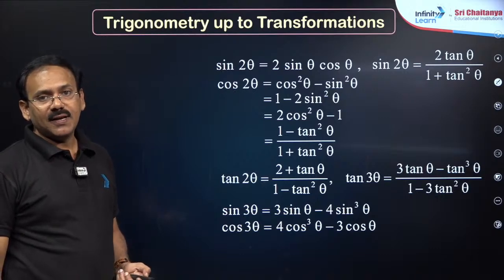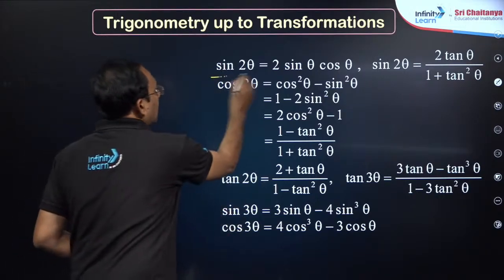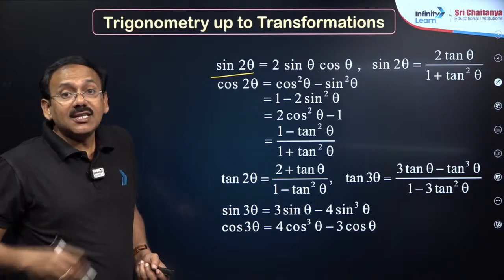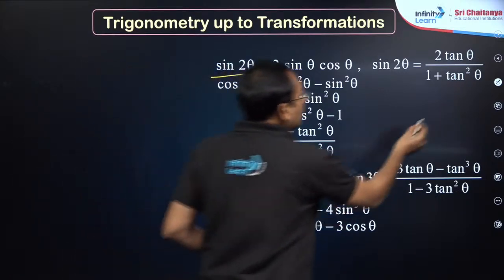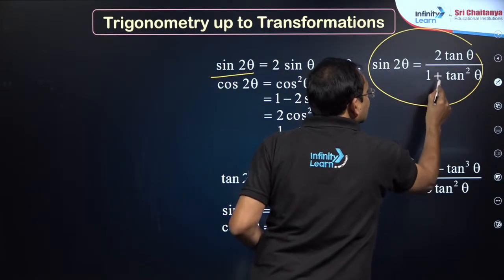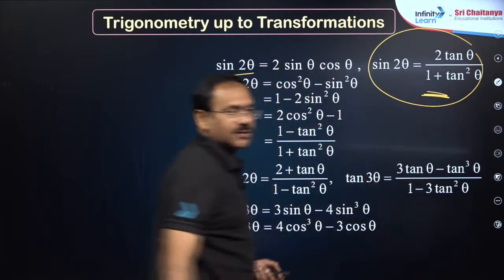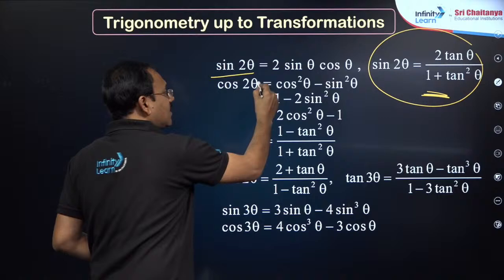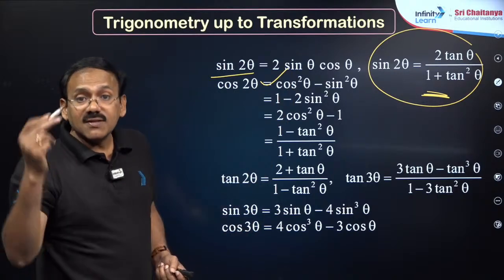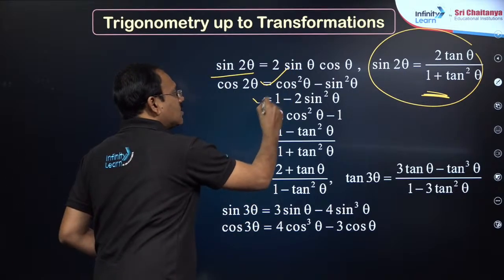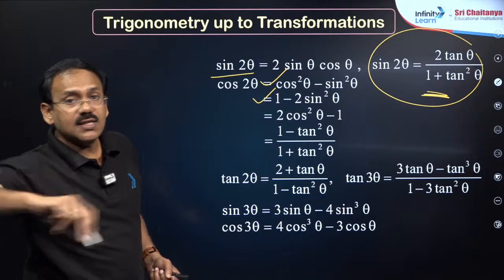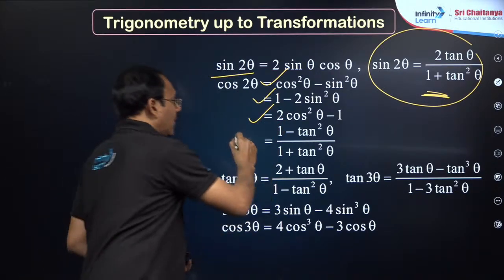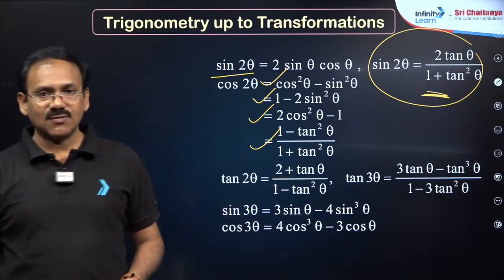multiple and submultiple angles. Sin 2 theta is 2 sin theta cos theta. In terms of tan, 2 tan theta by 1 plus tan square theta. Do remember. Cos 2 theta is cos square theta minus sin square theta. In terms of sin alone, 1 minus 2 sin square theta. In terms of cos alone, 2 cos square theta minus 1. In terms of tan alone, 1 minus tan square theta by 1 plus tan square theta.